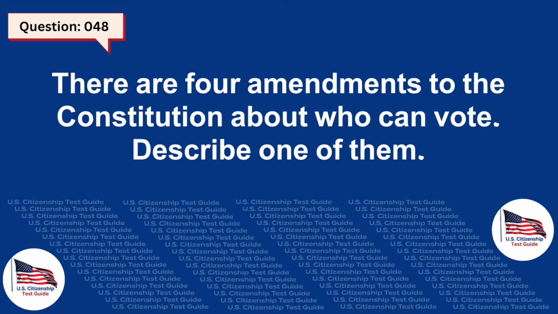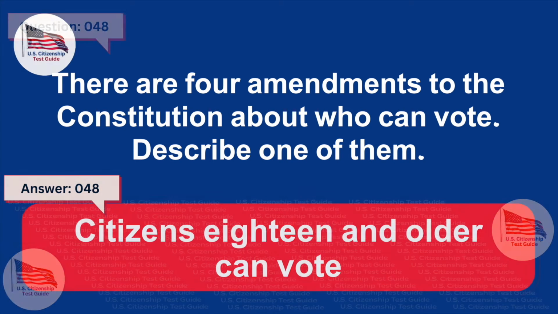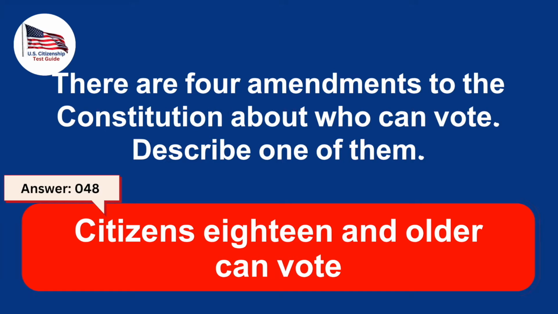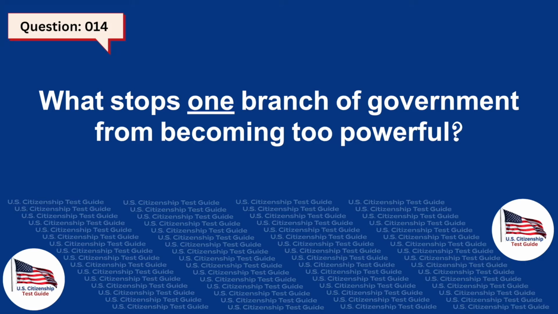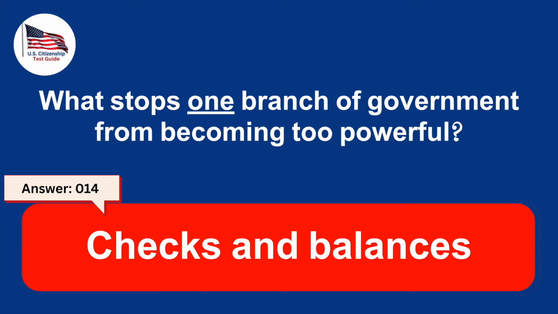There are 4 amendments to the Constitution about who can vote. Describe one of them. Citizens 18 and older can vote. What stops one branch of government from becoming too powerful? Checks and balances.